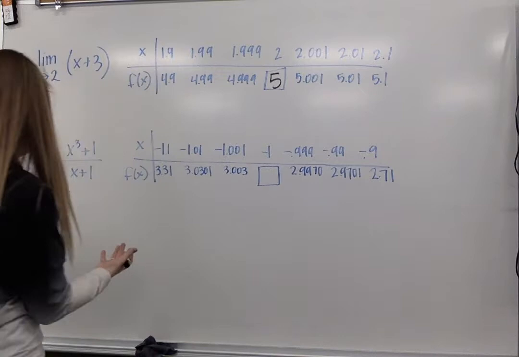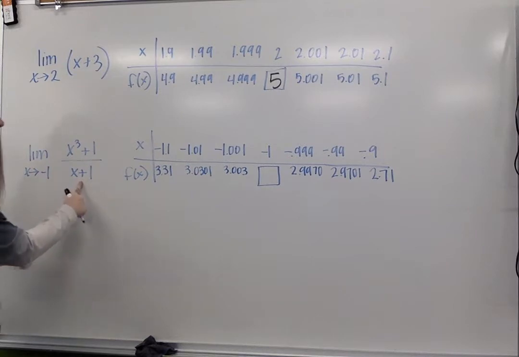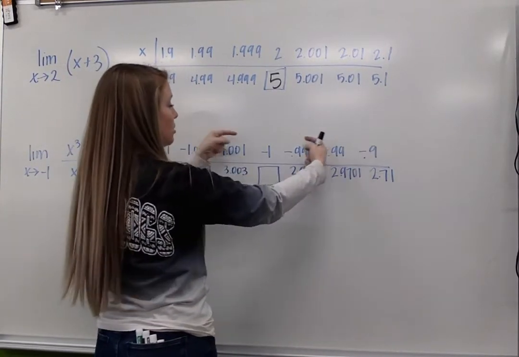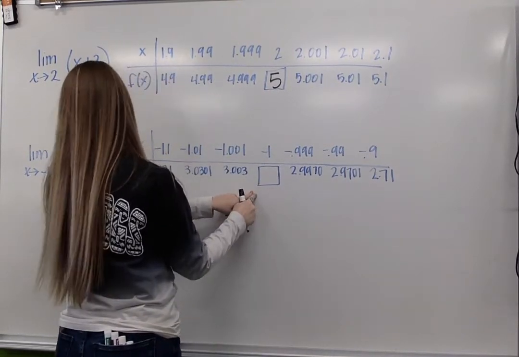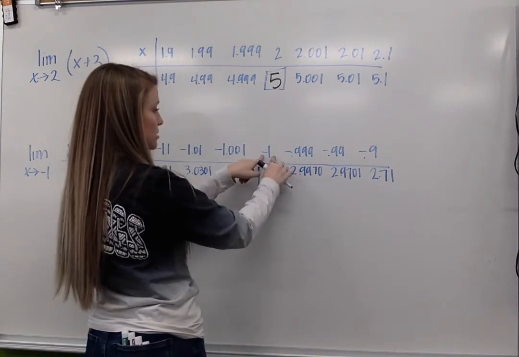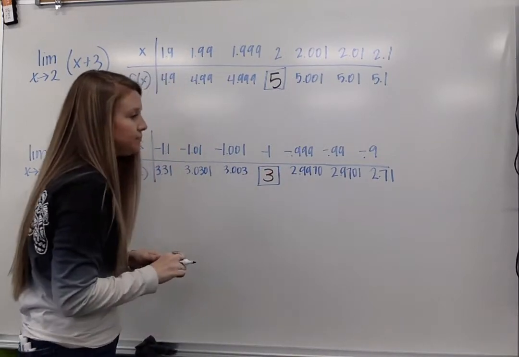On my second example, I have the limit as x approaches negative 1 of (x cubed plus 1) over (x plus 1). Again, I've already got my table. As x gets closer and closer to negative 1, what is y getting closer and closer to? In this case, we can see as x gets closer to negative 1, y is getting closer to 3.